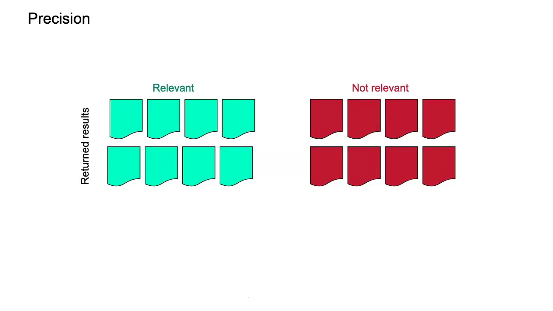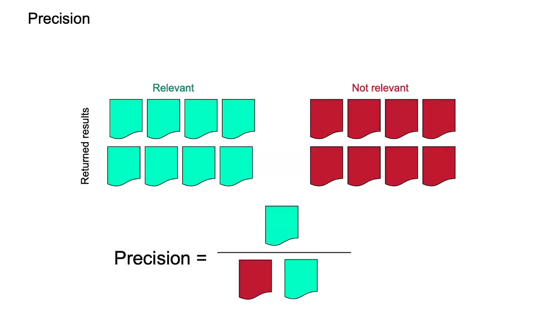So the precision is basically telling you, in what I return to you, how much of that is actually relevant to you. If it's very precise, then that's going to be all of them. I only gave you documents that are relevant to you. If you have bad precision, it means that I only gave you garbage, and these documents are totally useless. So the precision is the total number of relevant returned results divided by the total number of returned results, relevant or not.